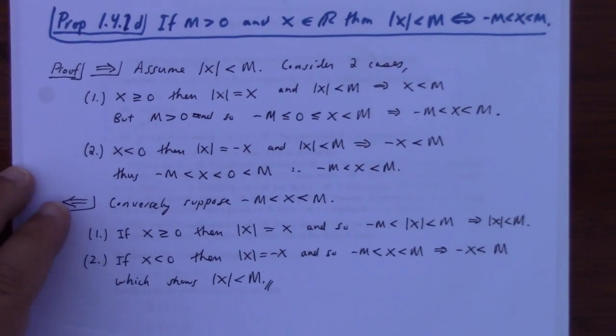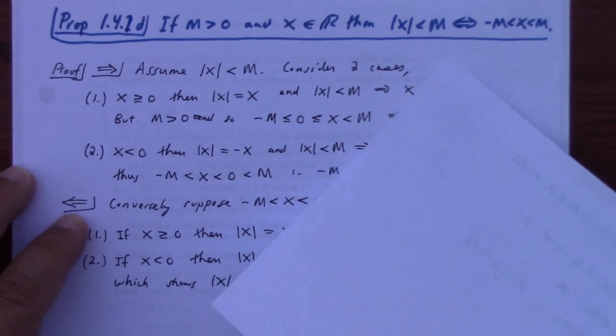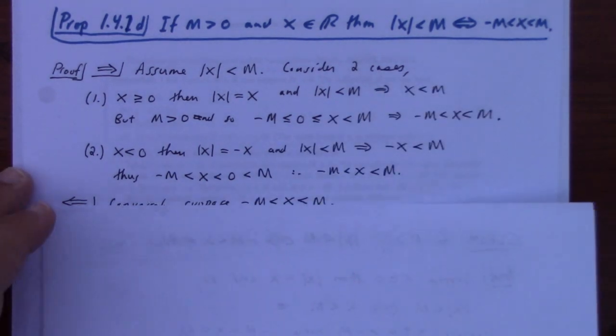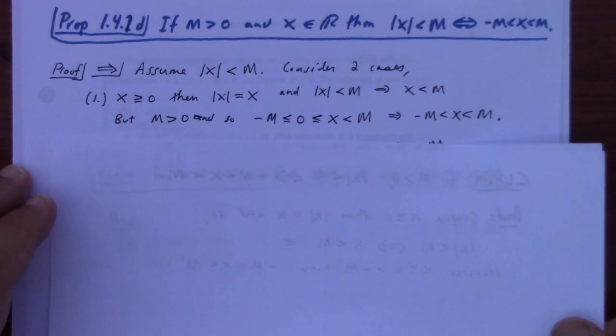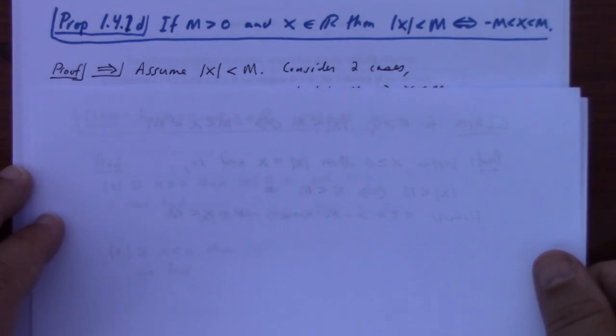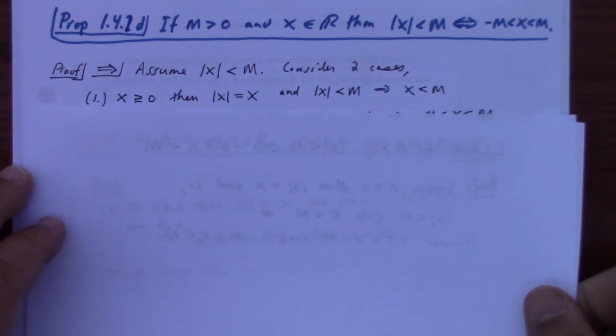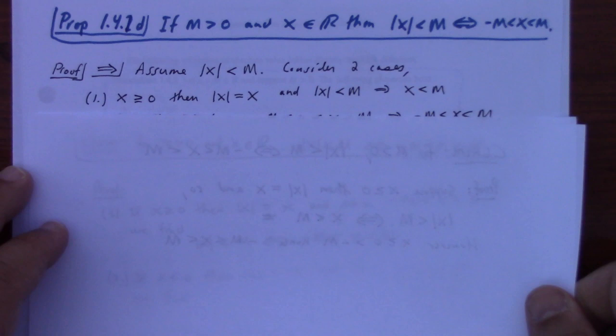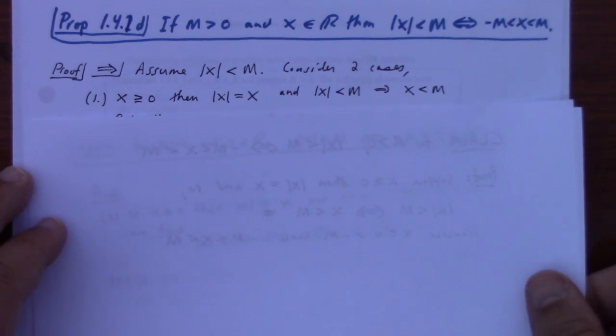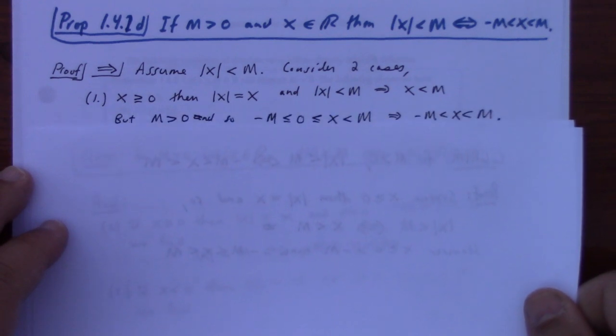So I'm going to work on the forward implication of the if and only if to start with. And so here's the way it goes. Assume that the absolute value of x is less than m for some positive m, right? There are two cases to consider. Either x is non-negative, in which case the absolute value of x equals x. So absolute value of x less than m implies that x is less than m. But on the other hand, m is positive, so minus m is negative.